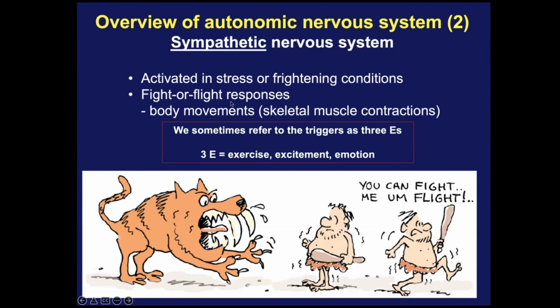These responses involve vigorous body movements, either fight or running away, by the vigorous contractions of the skeletal muscles in the human body. We sometimes refer to the triggers for this system as 3E: exercise, excitement, and emotion.